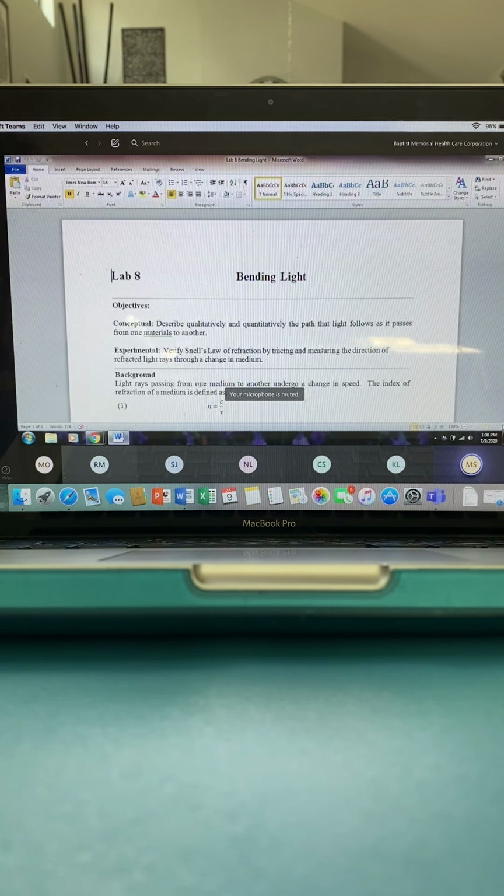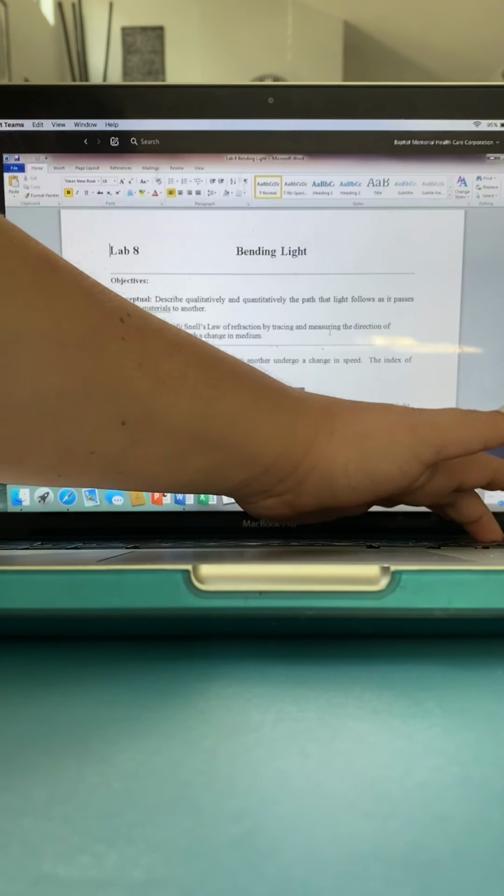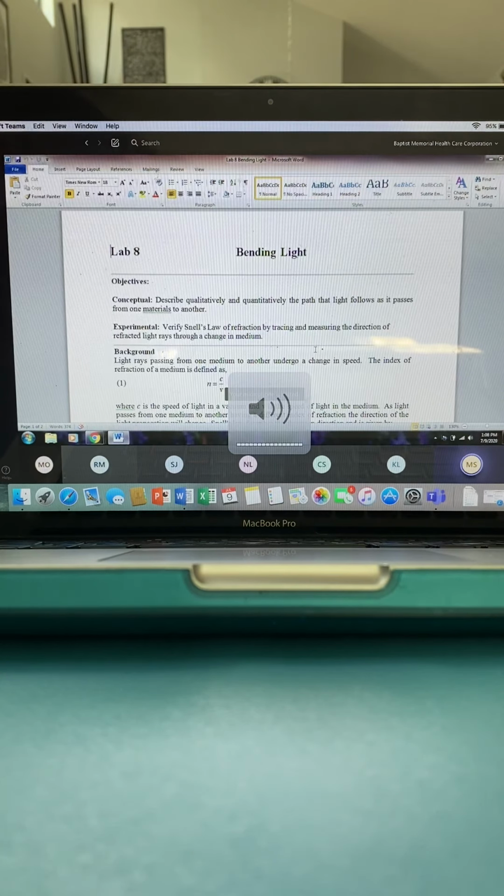Can you guys see the Word file that I'm showing you? Anybody confirm that? Yes, we see it. You can see, right? Yeah.